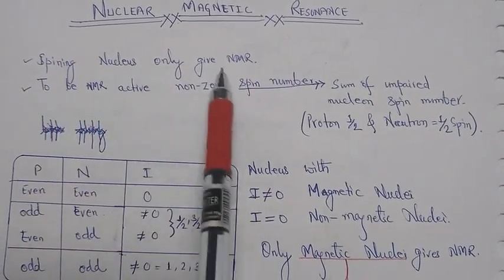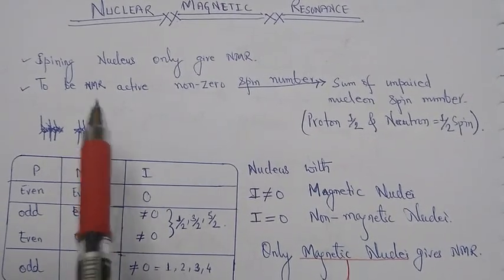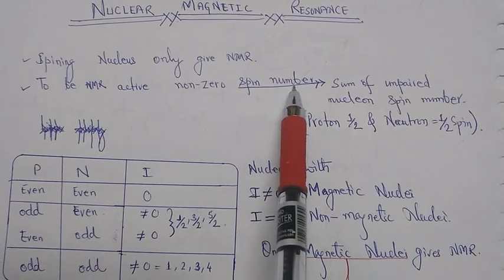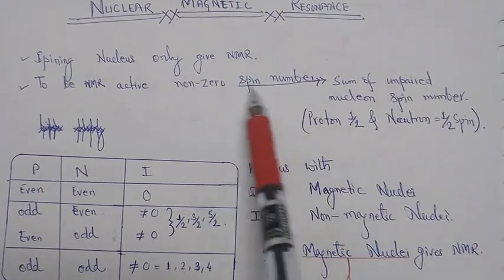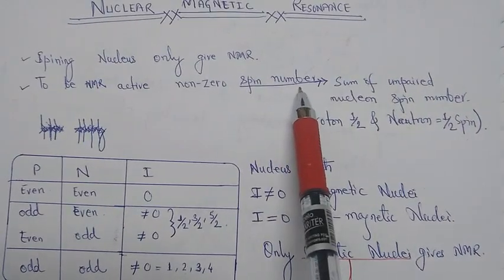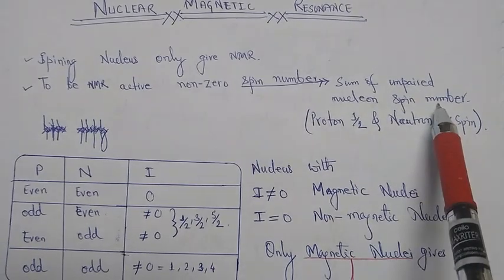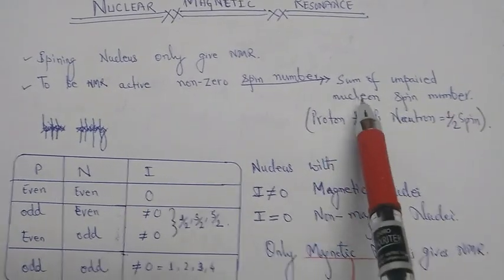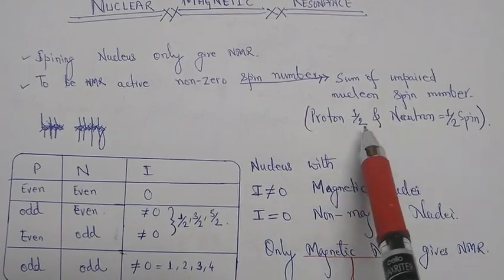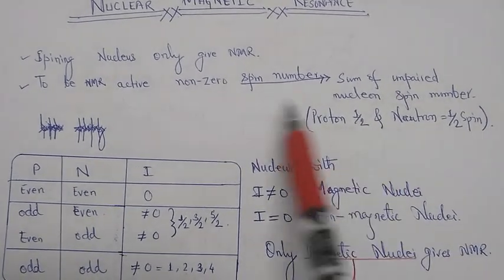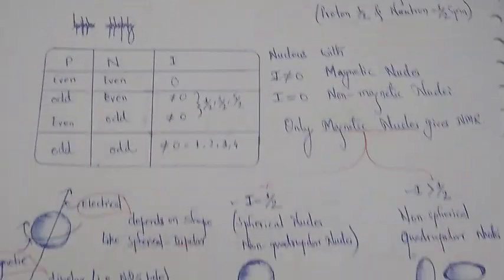Spinning nucleus only gives NMR. For a nucleus to be NMR active, there should be a non-zero spin number for the nucleus. The spin number of a nucleus is the sum of unpaired nucleon spin numbers. What does this mean? The nucleons, like proton with half spin and neutrons with half spin, sum up to form the nuclear spin number. Let us see how they sum up using this table.